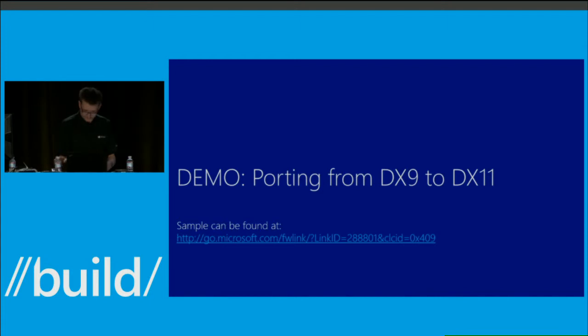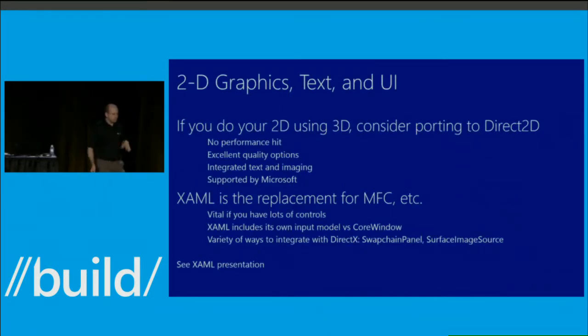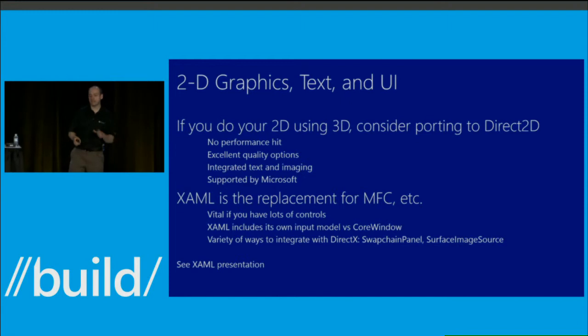Okay, now that we've talked about and seen in action how easy it is to port from DX9 to DX11, I'm going to talk briefly about 2D and audio. On the 2D side of things, currently, if you do your 2D using Direct3D, we highly recommend that you consider using Direct2D going forward. Direct2D has some awesome functions for doing 2D geometry and some amazing things for text and imaging. The key thing to be aware of there is since Direct2D is built on top of Direct3D, you're not going to have to deal with any performance issues. It's the same super lightning fast speed that you're used to seeing with Direct3D.